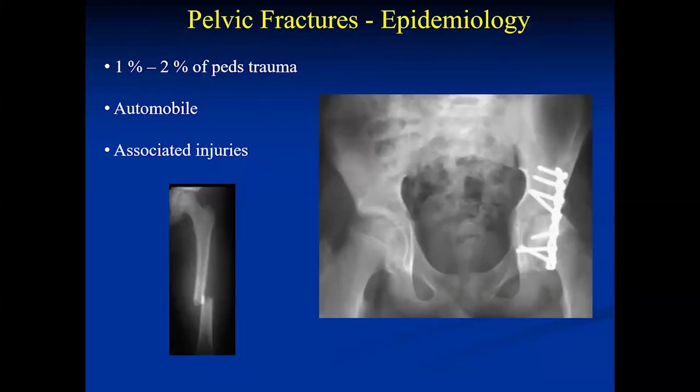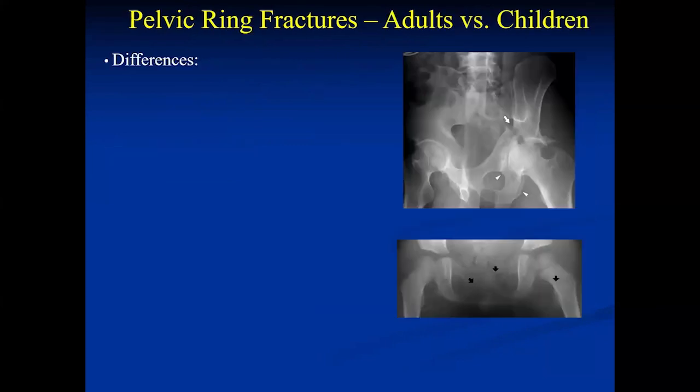Now let's talk about the pelvic fractures, particularly concentrating on the ring first, and then we'll go on to the acetabulum. If you look at pelvic fractures as a whole, they make up about 1% to 2% of pediatric trauma. Most of these are automobile injuries, and the key thing is that there are a lot of associated injuries, and those are the ones you need to be concentrating on.